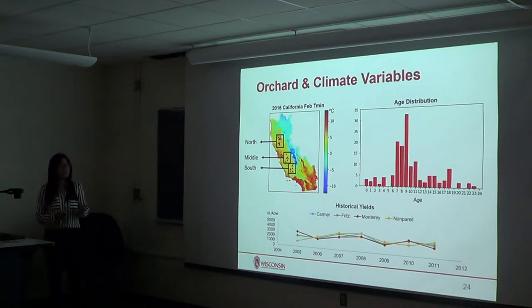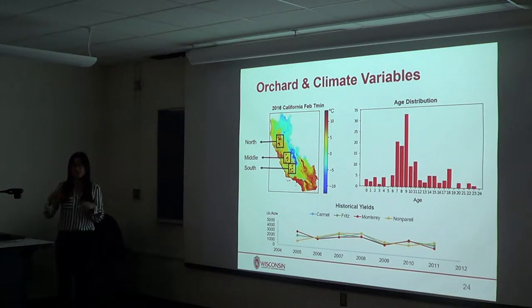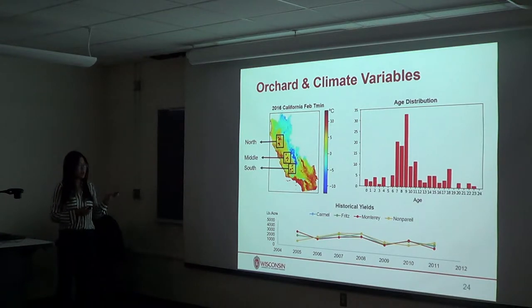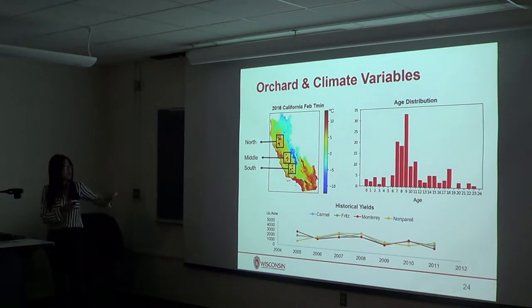To develop the model, the first thing is always to gather the input variables. For almond, it's perennial. The trees tend to grow fast before about 7 years old, so the yield keeps increasing at first. After about 20 years old, the trees are pretty old and the yield tends to decrease. From 7 to 20 years old, the yield just varies by year, probably due to different climate. So the tree age and the historical yields are super important for the model development. We extract such variables and incorporate them into the model, along with the monthly and seasonal temperature and precipitation.